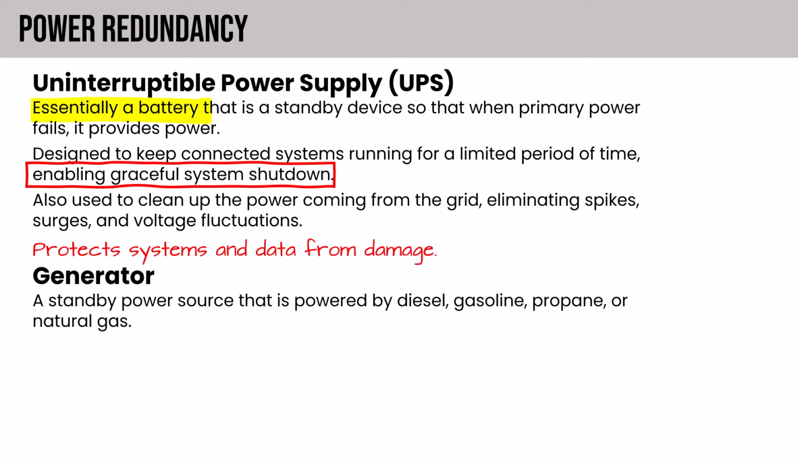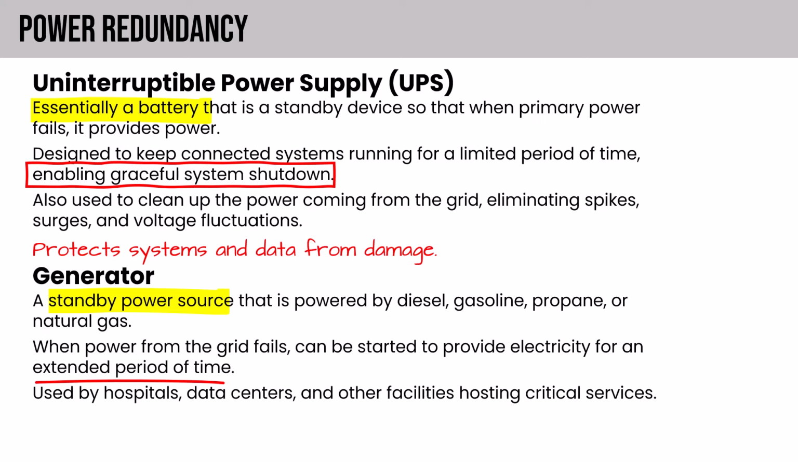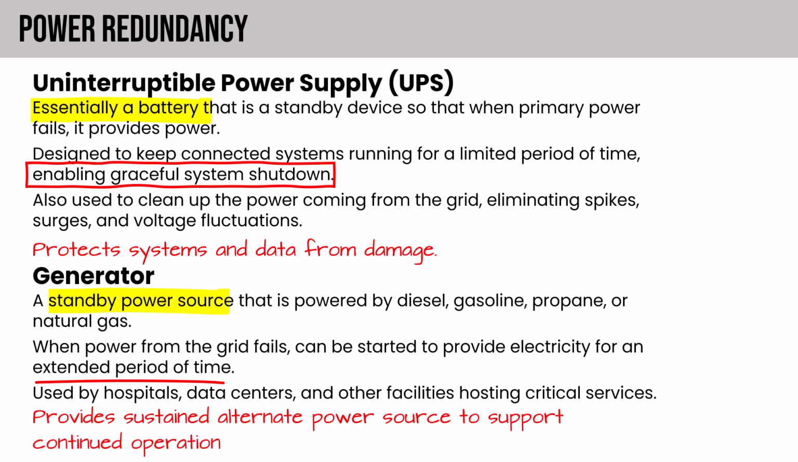We then have the generator, which is a standby power source that is powered by diesel, gasoline, propane, or natural gas. And when power from the grid fails, it can be started to provide electricity for an extended period of time. Generators are used by hospitals, data centers, and other facilities hosting critical services. But a generator provides sustained alternate power to support continued operation, not just graceful shutdown. So the UPS, while it's cleaning up power, preventing surges and voltage fluctuations, in the event of a failure, it's short term. It's minutes or maybe hours. The generator is going to be longer term, hours or even days.